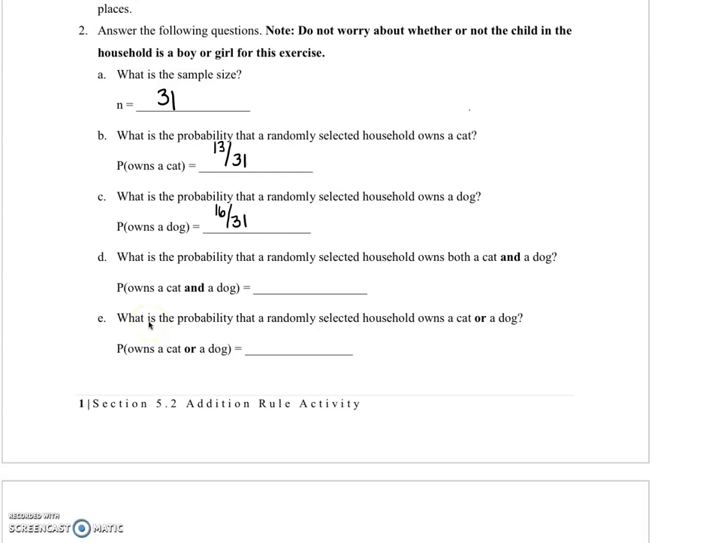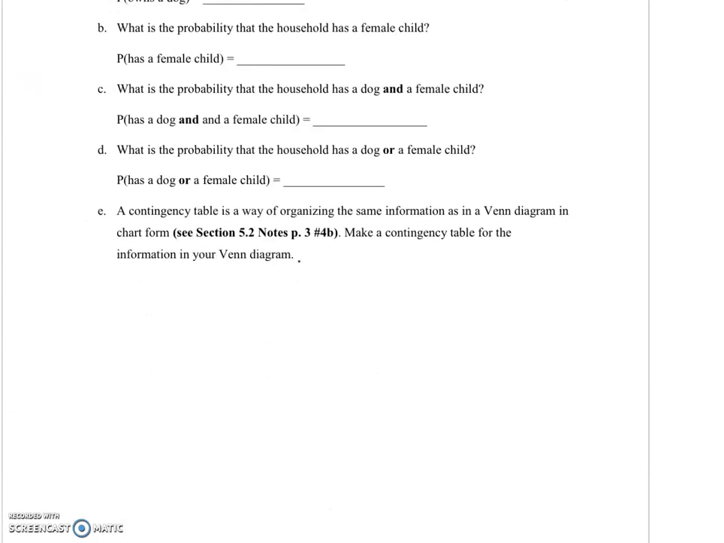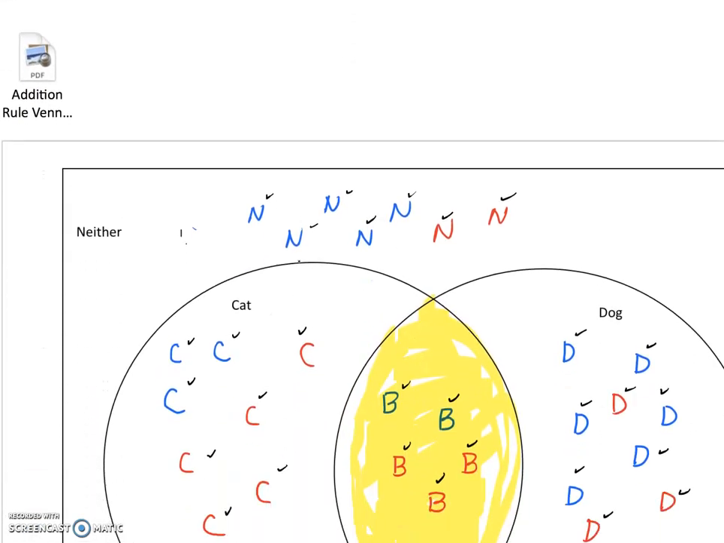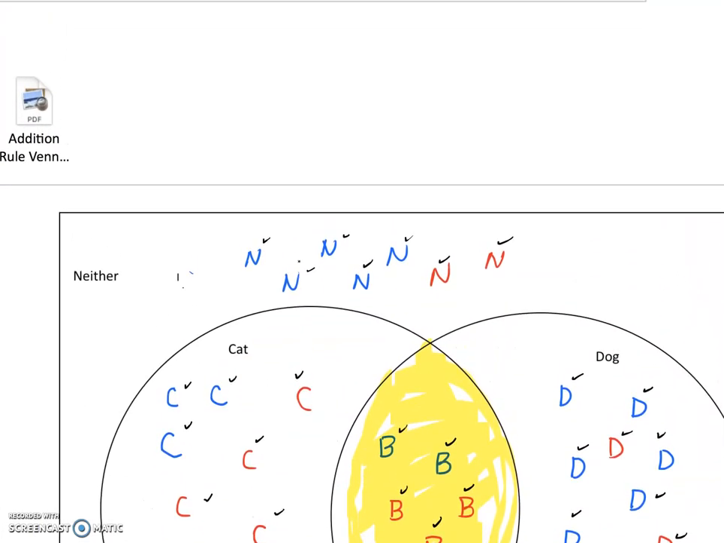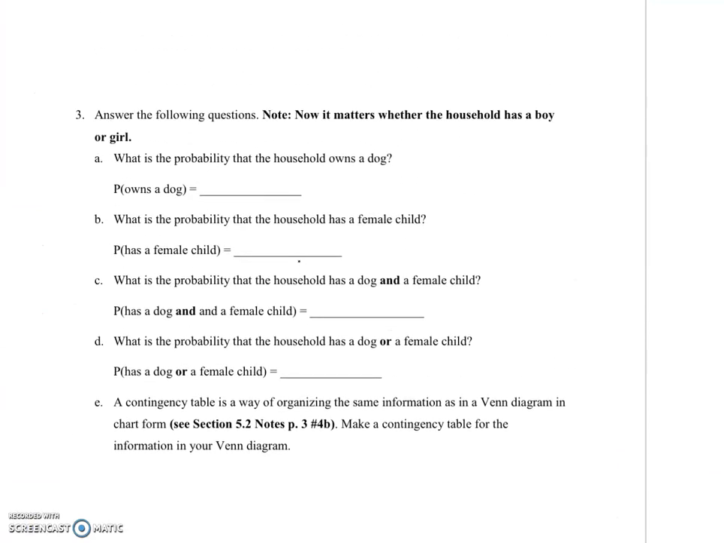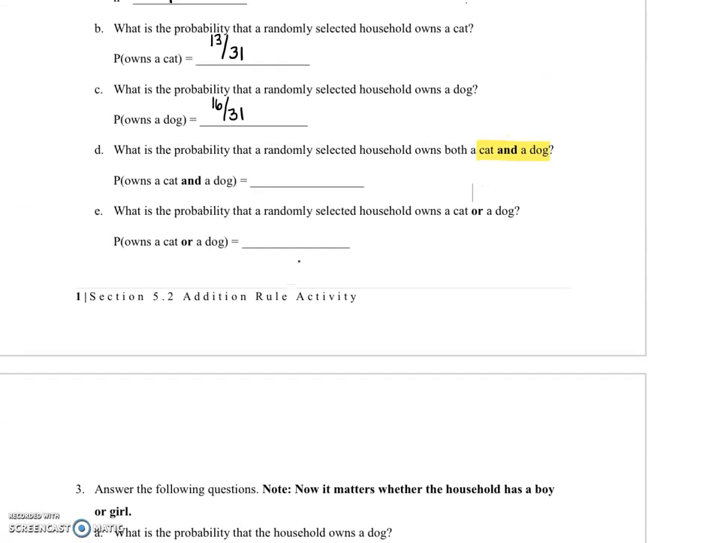So what's the probability they own both a cat and a dog? Remember, the and indicates that it's in that yellow region that we shaded where the two overlap. So I believe we had 5 in that category. Let's go check. We do indeed have 5 households in the yellow category. So that means the probability of a cat and a dog is 5 out of 31.